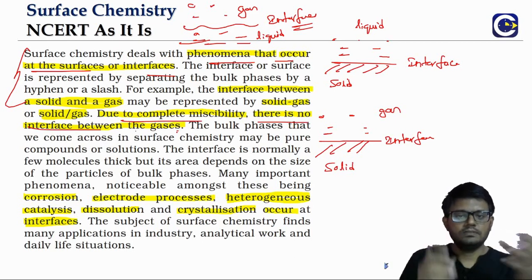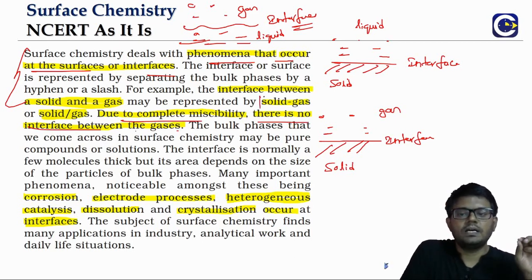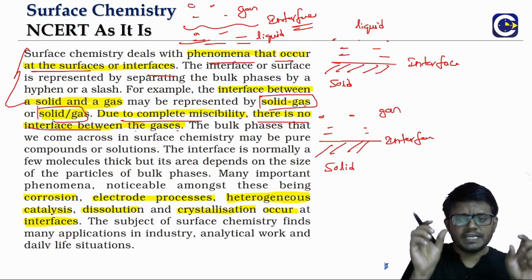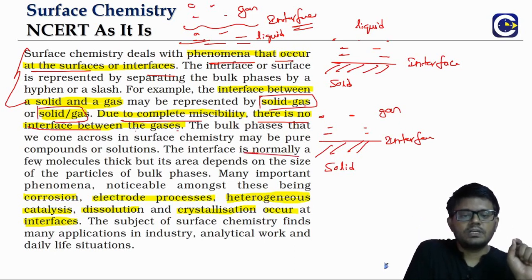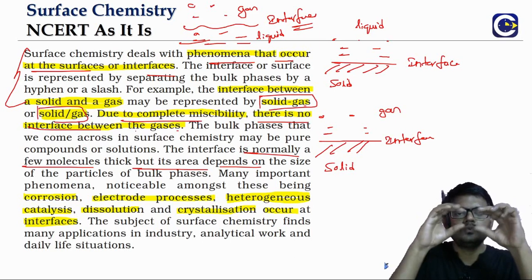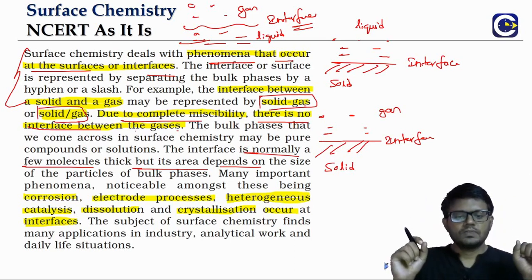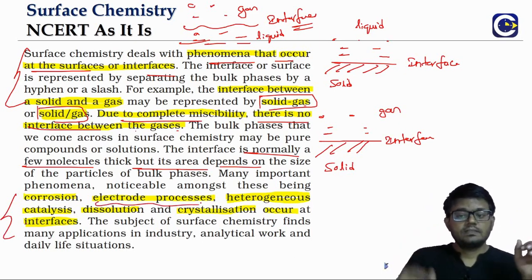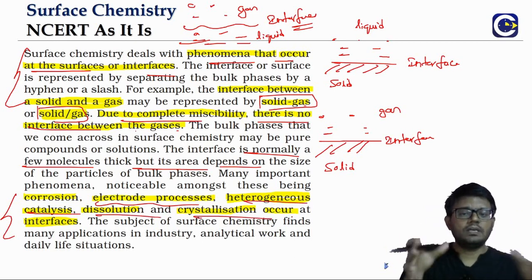And for the sake of representation, how do we represent the interface? If we want to mention a solid-gas interface, we will put solid hyphen gas or solid slash gas, like that. And the interface is at most a thickness of a few layers of molecules. Most of the important phenomena in chemistry, whether it is corrosion, the electrode process, heterogeneous catalysis, dissolution, or crystallization, all of them happen at the surfaces.